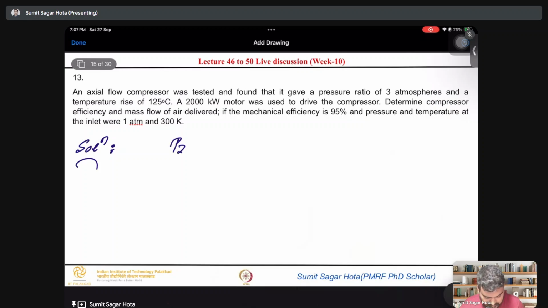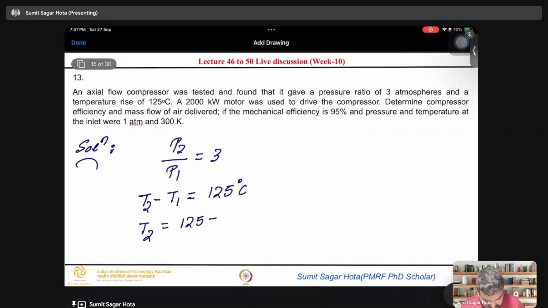So P2 by P1 is equal to 3. T2 minus T1 is equal to 125 degrees Celsius, and T2 is equal to 125 plus 300. T2 equals what? 425, okay, 425 Kelvin.